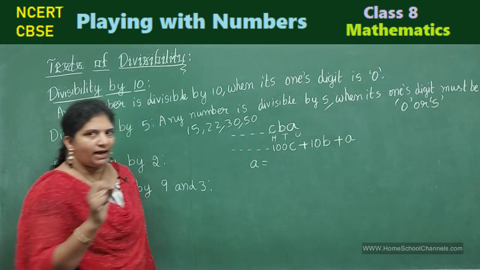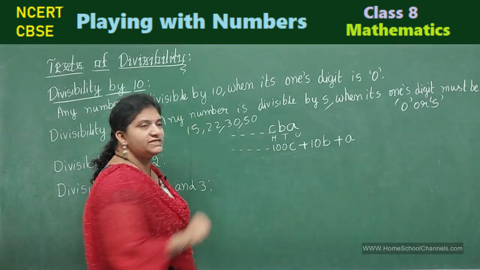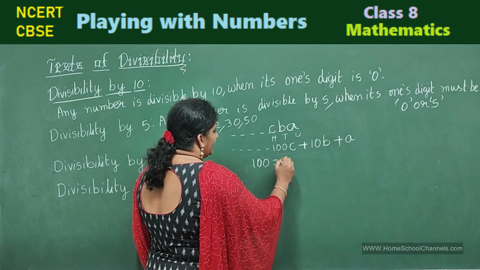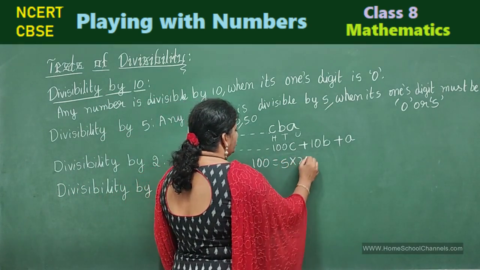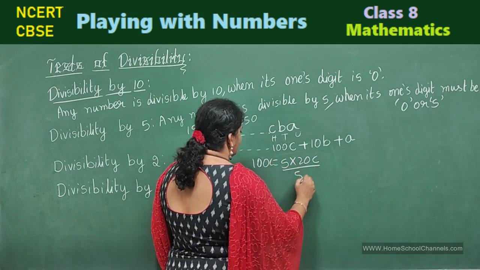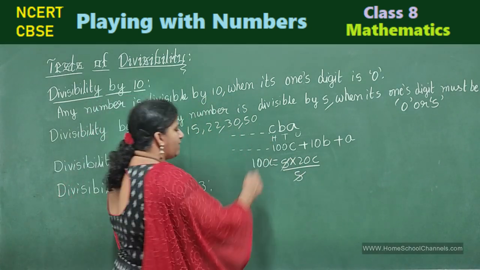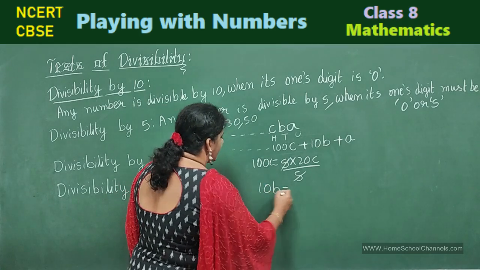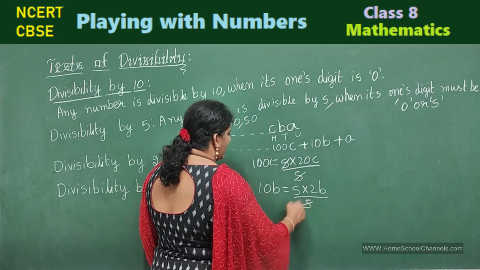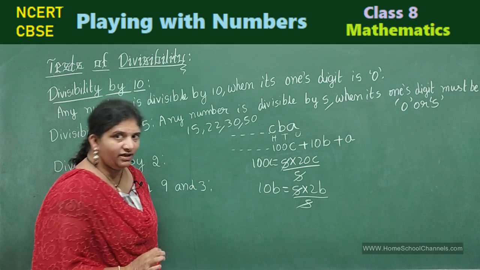When we are talking about divisibility by 5, 100C is divisible, we are saying. How is it possible? 100 we can write as 5 into 20, so 5 into 20C, if I divide by 5, the 5s cancel. Yes, it is divisible. In the same manner, 10B you can split as 5 into 2B. If you divide with 5, it cancels. Yes, it is divisible by 5.